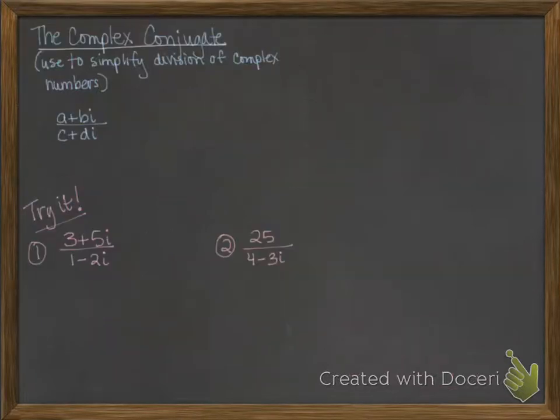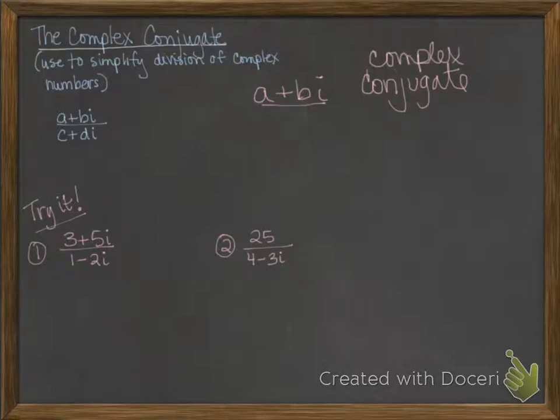The next important thing about complex numbers is the complex conjugate. Basically, the complex conjugate of a complex number like a plus bi, so that'll be my first number, its complex conjugate, is a minus bi. Easy enough, just change the plus to minus. If it's a minus, change it to a plus.